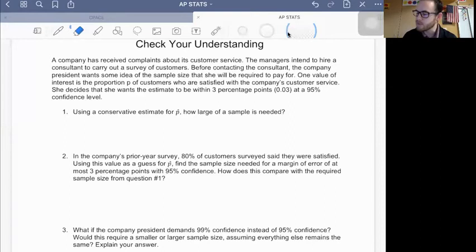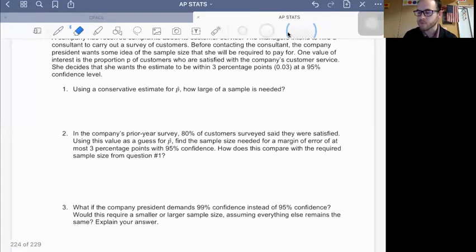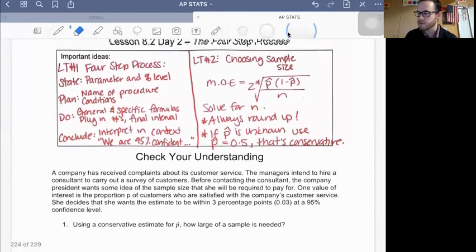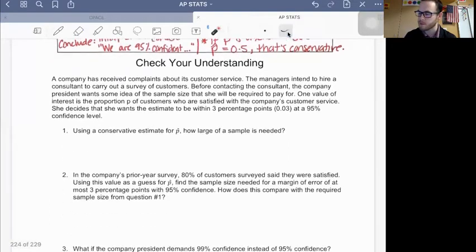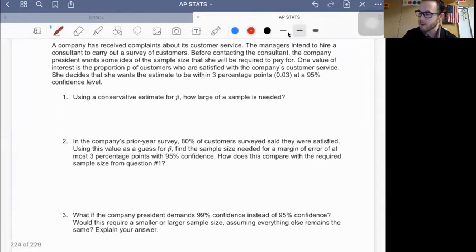Number one says, using a conservative estimate for p hat, how large of a sample is needed? So this is referring to learning target number 2, talking about choosing a sample size. This is the formula that we're going to use. The margin of error that's desired is 3%. We're looking at a 95% confidence level, so our z star is 1.96. Since we don't know what p hat is, the most conservative estimate is 0.5 for each, and then we can put that over n. This is just an algebraic equation we're going to solve.